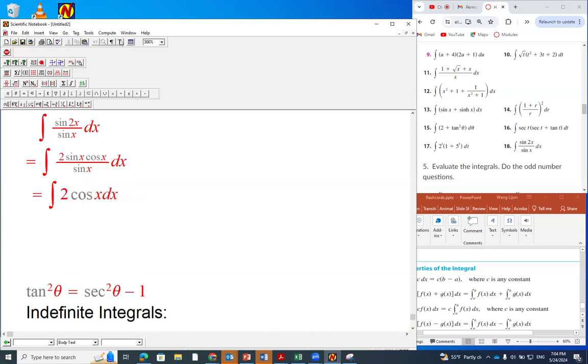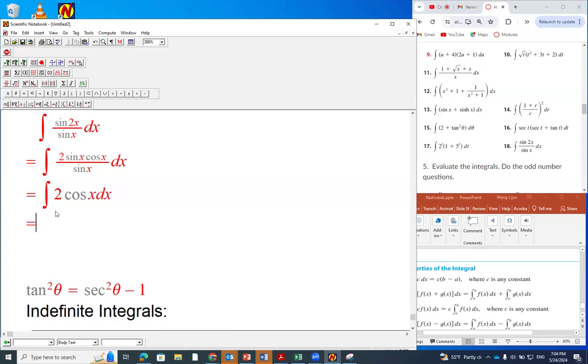And then the antiderivative is straightforward, right? Leave the 2 outside. The antiderivative of cosine x is sine x. Okay, and plus a big fat constant.